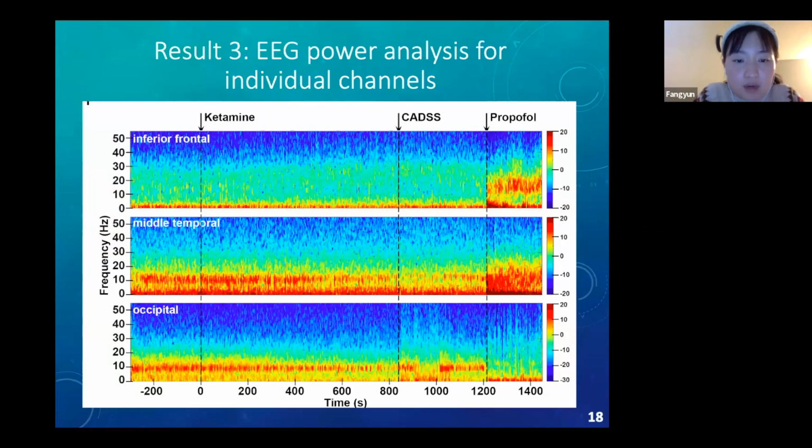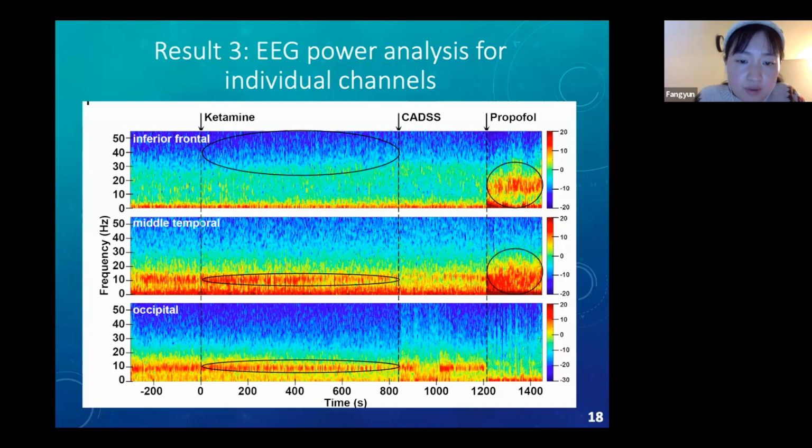I conducted a power spectral analysis. Here shows the power spectrogram for 3 representative channels. We could see that different channels showed distinct changes of EEG power after ketamine and propofol. Under ketamine, we observed increased gamma power in the inferior frontal and decreased alpha power in the middle temporal and occipital channels. After propofol was added, there was a large increase in power in the inferior frontal and the middle temporal channels for nearly all frequencies, except for the high gamma band.